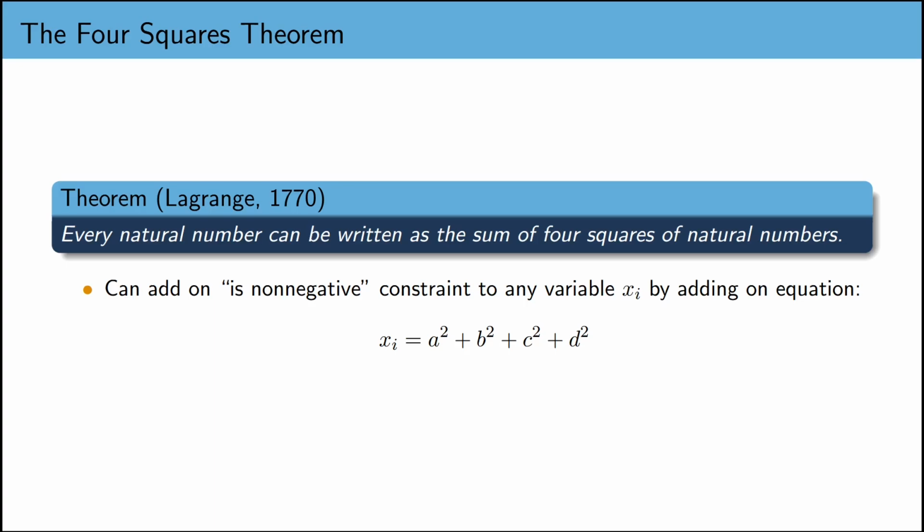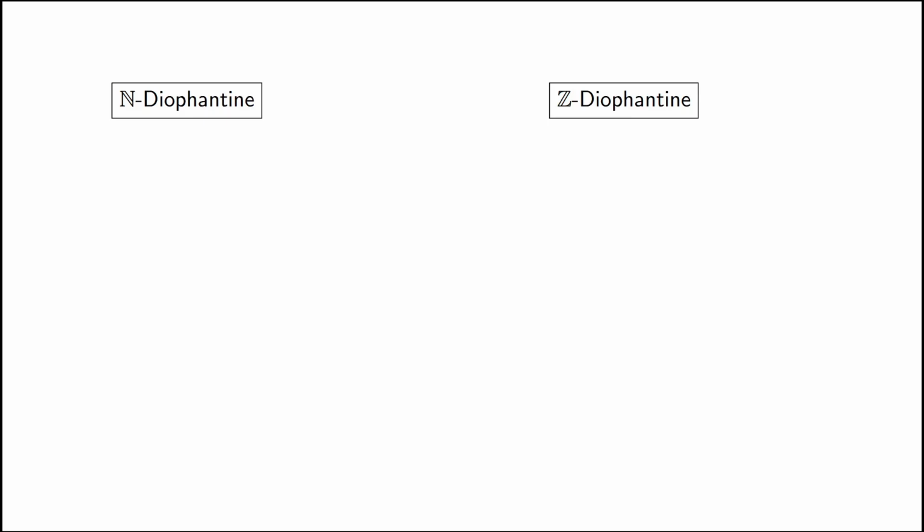As such, we can add in a new equation to any system of polynomial equations to require that a variable be non-negative. First, create new variables, let's say a, b, c, and d, and then require that xi be the sum of their squares. And in fact, if we wanted to, we could require all our variables to be non-negative by having one of these for each of them. And so it actually winds up being equivalent, either having an algorithm for solving whether a Diophantine equation has integer solutions or whether a Diophantine equation has natural number solutions.